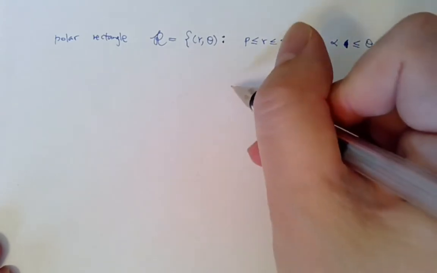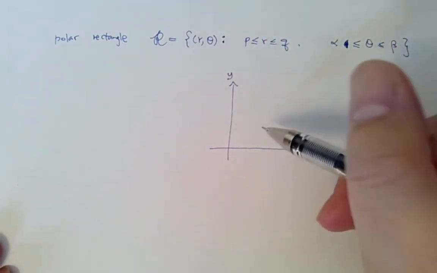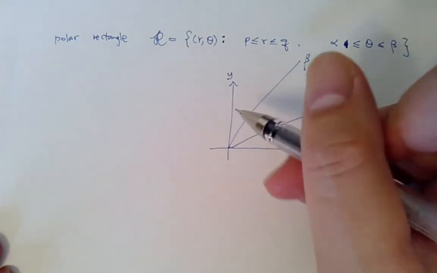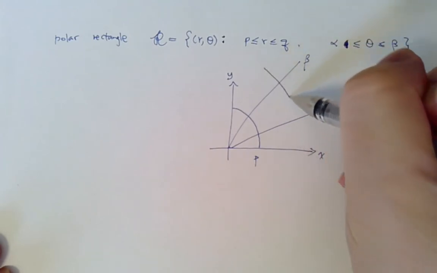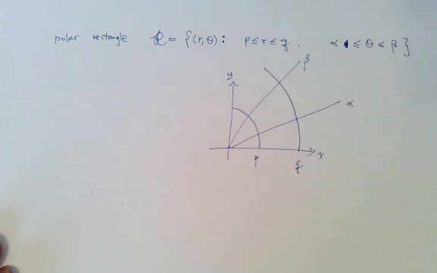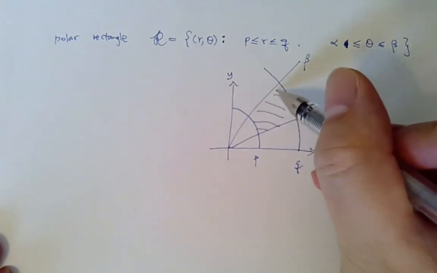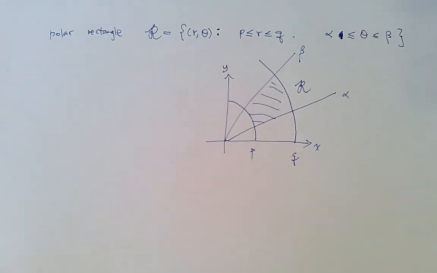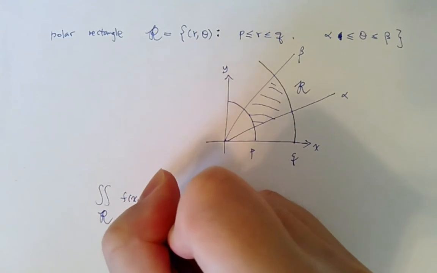Now let me draw a picture to go along with this. We are still in the xy plane, and then I'll have two angles, alpha and another angle, beta, and we'll draw two circles. Here, this is p, and this is q. So the region we have is in here. This is our polar rectangle R. And suppose we are trying to integrate a double integral over this polar rectangle, f of x, y, dA.